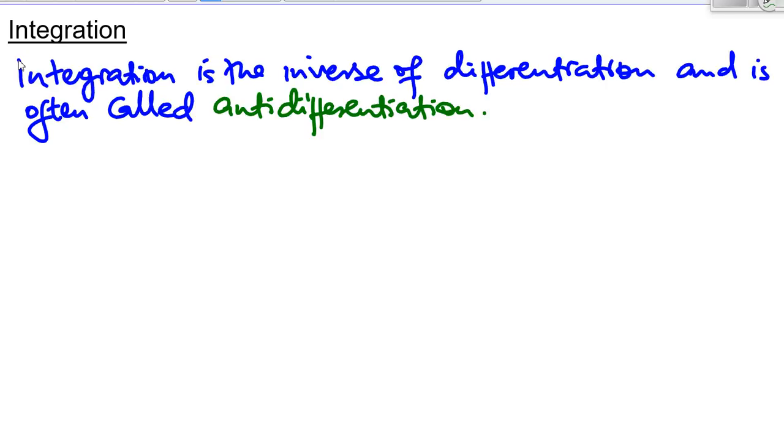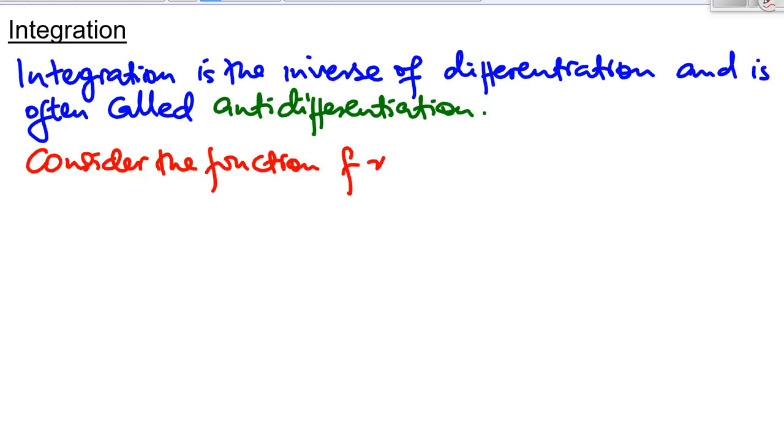Now, to show this, consider the function f of x is equal to x squared plus 3x plus 4. Now, we know how to differentiate this function. This was our previous unit.